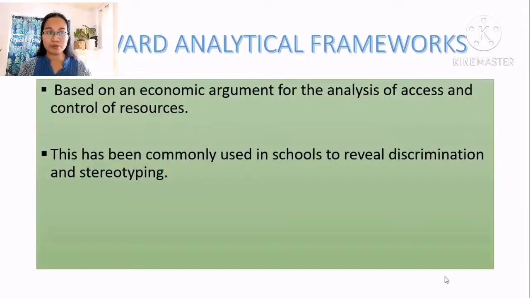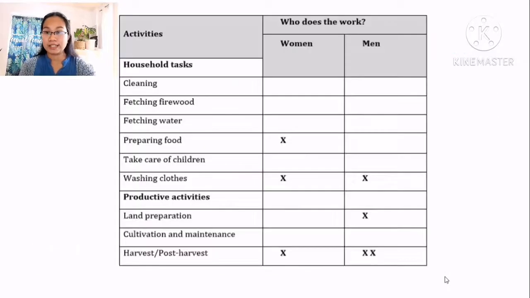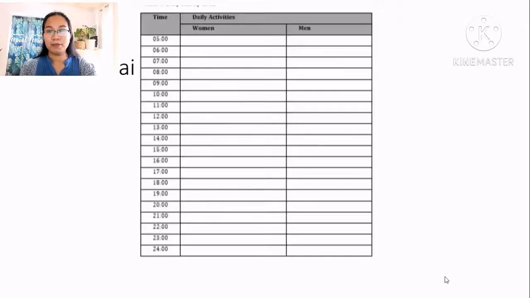Now, we can use these tools like the Harvard Analytical Framework. It's based on economic argument for the analysis of access and control of resources. And this has been commonly used in schools to reveal discrimination and stereotyping. So, pwede natin gamitin po yung tool na to. So, for example, this one. Looking at this, papasagutan lang natin sila sa activities and then we can check if there is still an imbalance in the work performed by men and women. So, yan lang po yung mga examples.